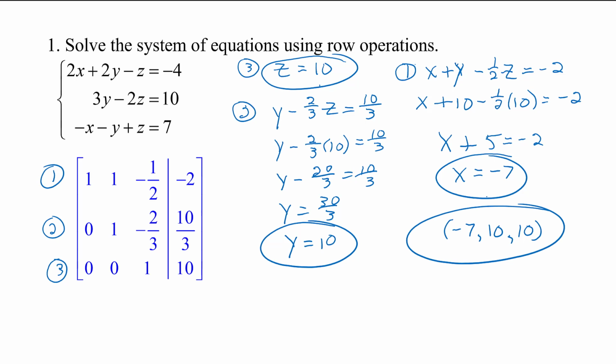All right, so this system is what we would call consistent because we do have at least one solution. Being that we have exactly one solution, we would refer to that solution as an independent solution.